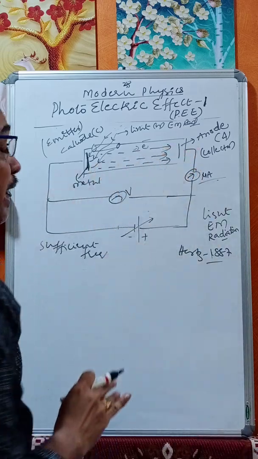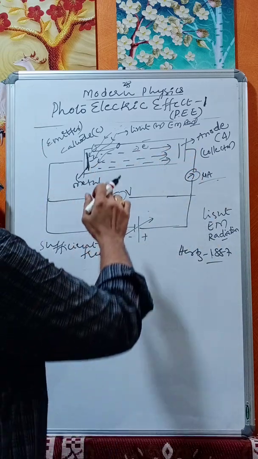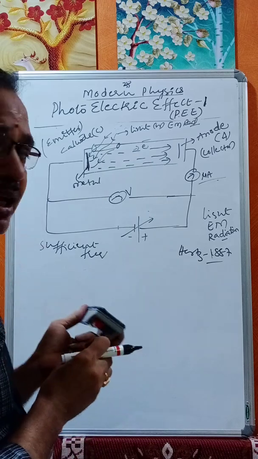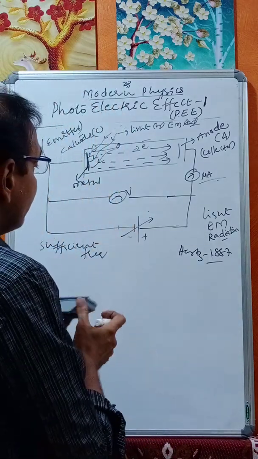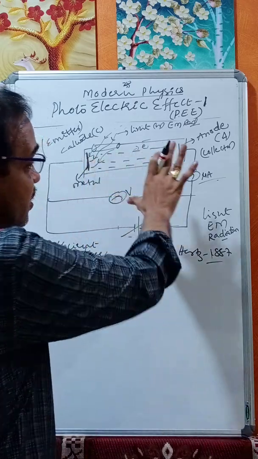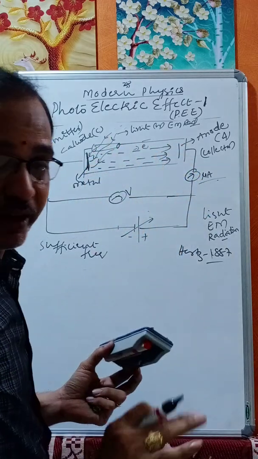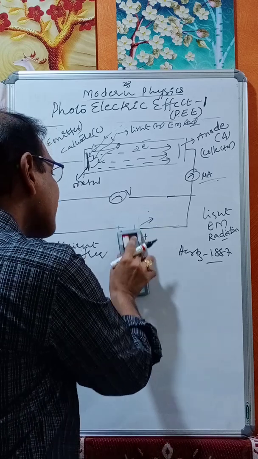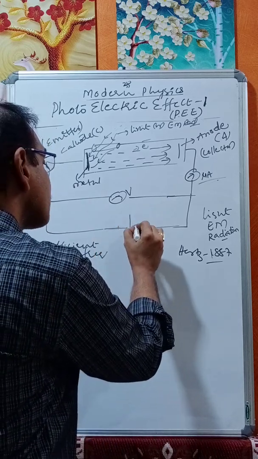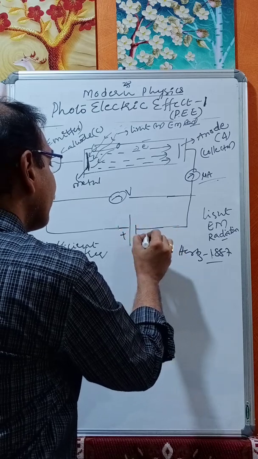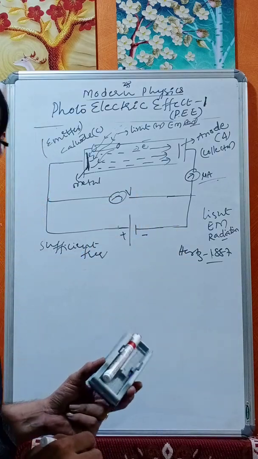Moves towards the anode. Now they move with some velocity, let us say Vmax or V. If the situation is like this, it is called the photoelectric effect. Now if I reverse the potential, if we take this one as positive and this one as negative, then what happens?